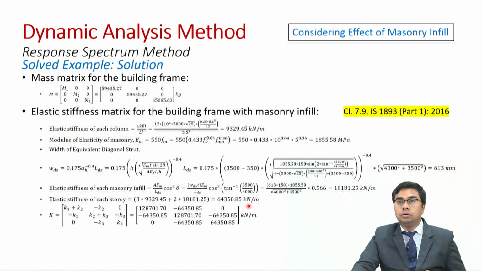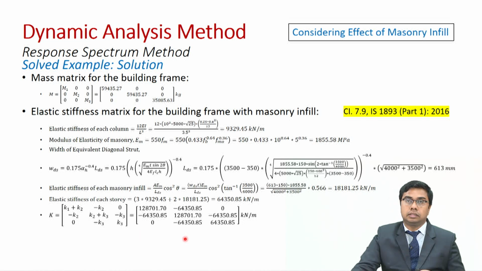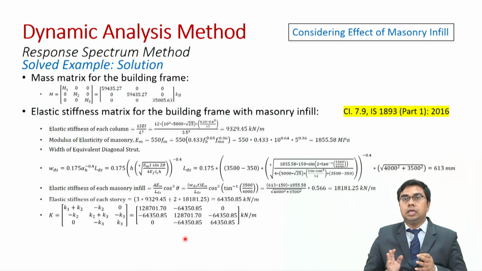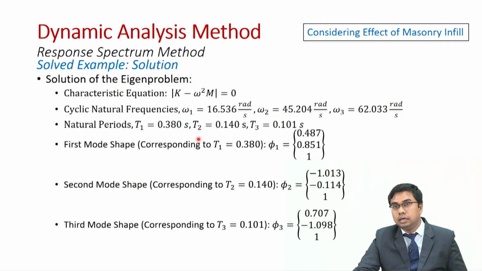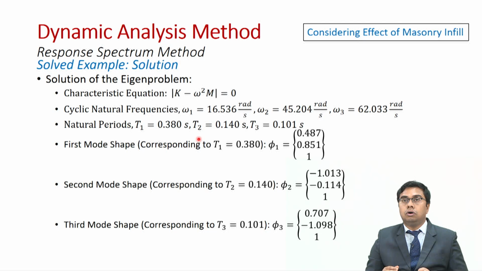Now, once it is known to us that K1, K2 and K3 are equal to this value, we shall substitute that in this matrix form to find out the stiffness matrix. Now, we have the mass matrix and the stiffness matrix ready with us. What we can do? We can set the eigenproblem, solve the characteristic equation to find out the cyclic natural frequency and natural periods. Now, at this point, I would like to say that there is not much change in the natural period due to consideration or non-consideration of effect of masonry wall.